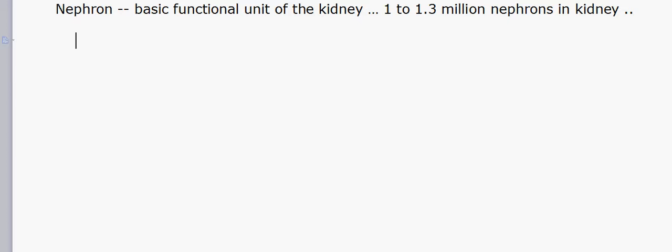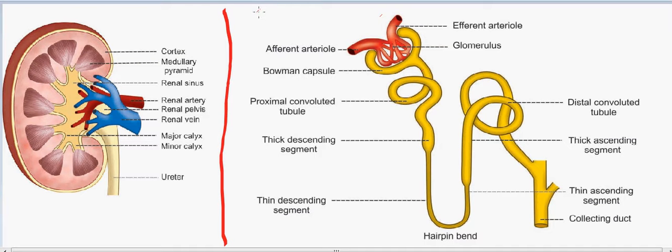So following the first part, in this part we are going to see about the nephrons. The nephrons are the basic functional unit of the kidney, and there are 1 to 1.3 million nephrons found in the kidney. Now we will speak about the structure of the kidney, focusing on the nephron.